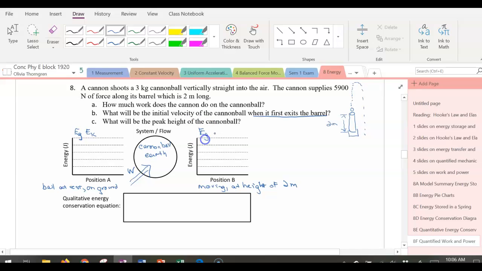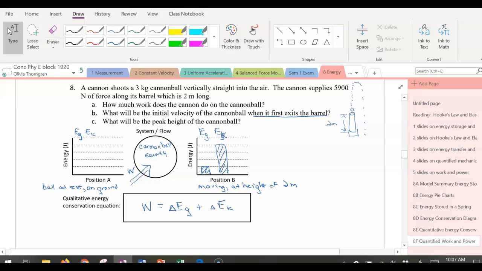But when I look at it at position B, it's 2 meters higher, so it has some gravitational energy, and it is moving. And so there is kinetic energy. And I'm just going to ignore air resistance because the problem doesn't mention it, and the cannonball is just moving through air. So the work that was done on that cannonball equals the ball's change in gravitational energy plus the change in the ball's kinetic energy.